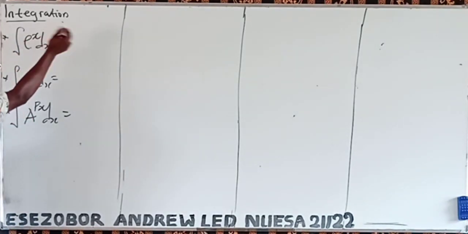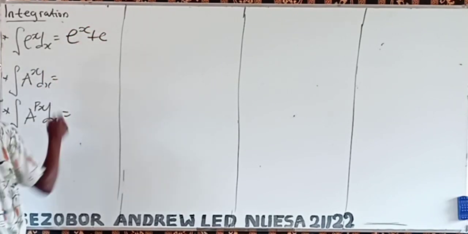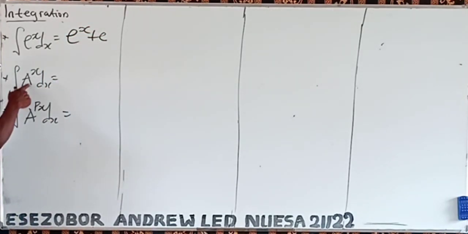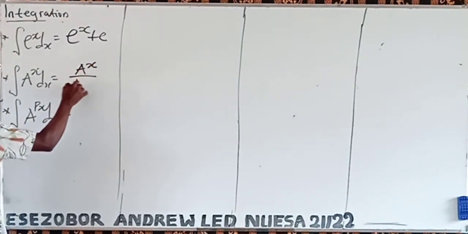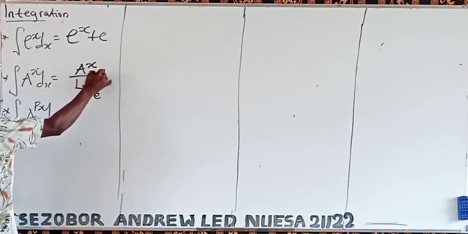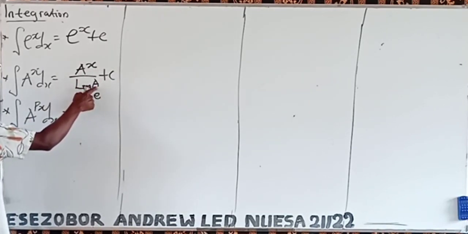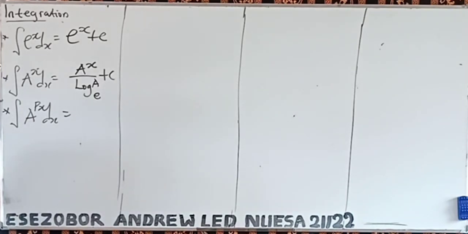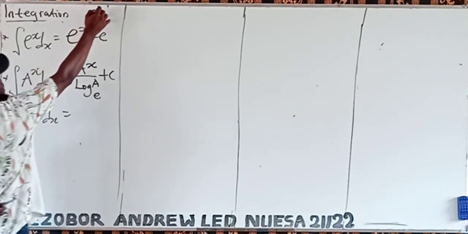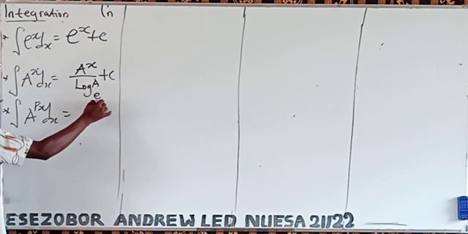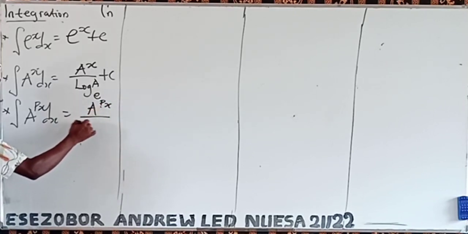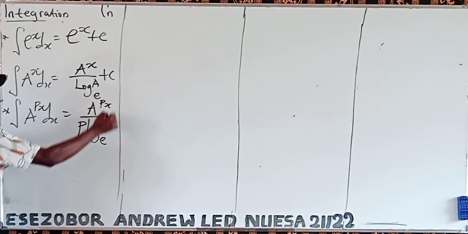If e is the base, the answer will still be e to the x plus c. But if you have a raised to power x, meaning the base is not e but a number, let's say 3 raised to power x, 10 raised to power x, a constant raised to power x, then it becomes that expression divided by log of the base, to base e, plus c. You can also write ln of the base plus c. Remember, log to base e, you write it as ln. What if it's like this? You write the expression out, raised to power px, over p times log of the base to base e, plus c.